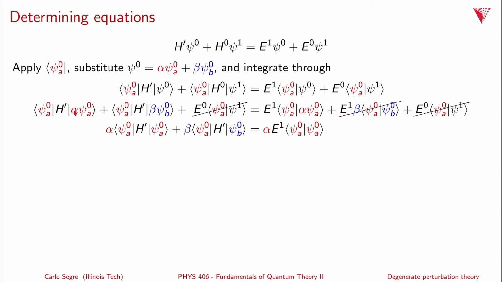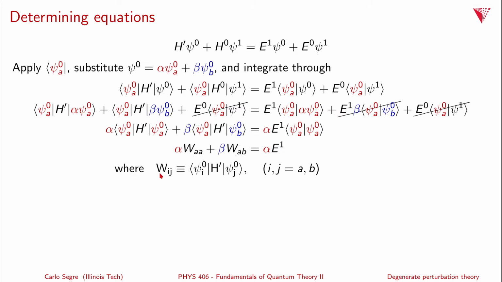We now can pull out the constants alpha here, and beta here, and alpha from here. So we get alpha times psi A0 H prime psi A0 plus beta times psi A0 H prime psi B0 is equal to alpha E1 psi A0 psi A0. Well, clearly this inner product is equal to 1. This term is simply the diagonal matrix element of H prime for A and A. So we get alpha WAA, plus beta times the off-diagonal term, which is the AB term, matrix element WAB. And that's equal to alpha E1 because this inner product is 1.